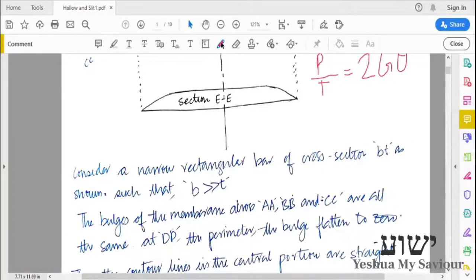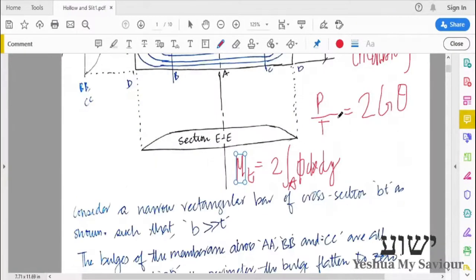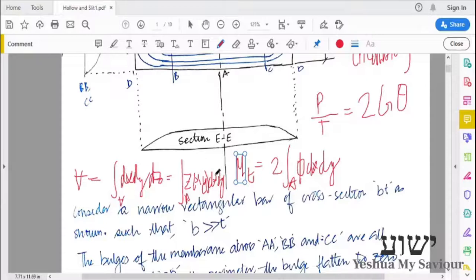We have that the torque transmitted is given by Mt equal to 2 times the integral over the area of phi dx dy. And the volume under the membrane is given by V equal to the integral of dx dy dz. This is a triple integral. If we have a relationship between z and dx dy, this will be something like the integral over the area of z dx dy.